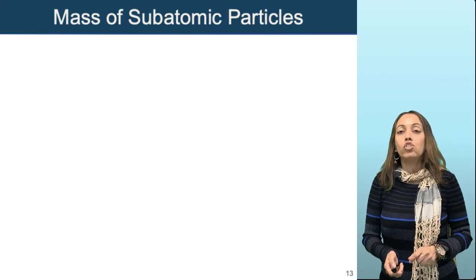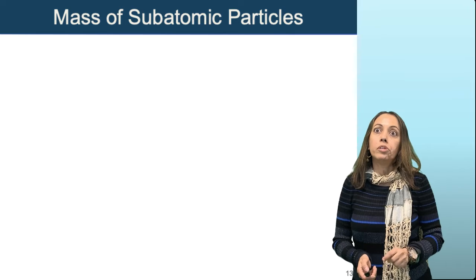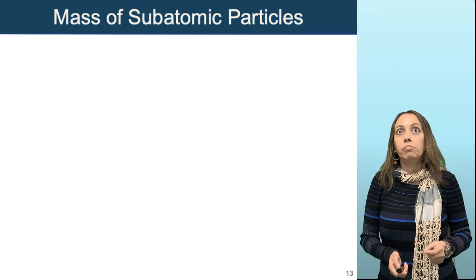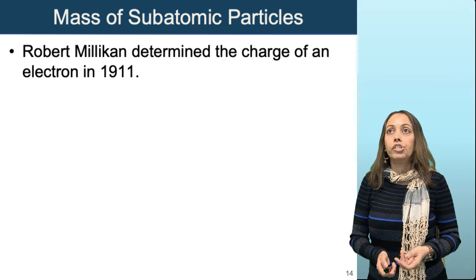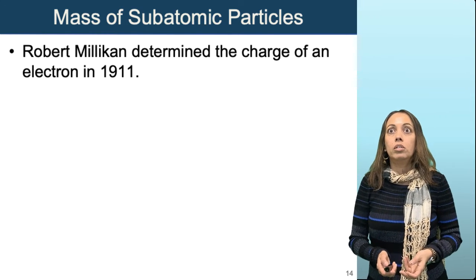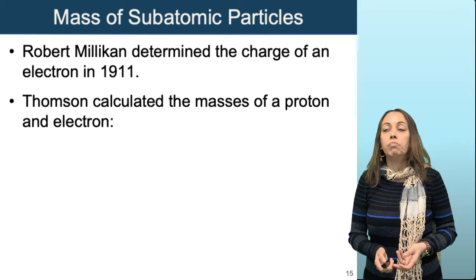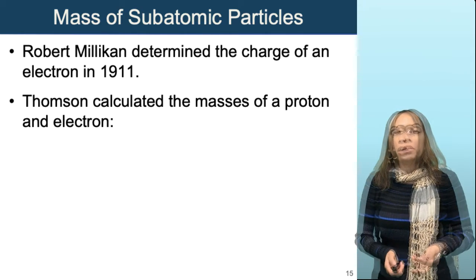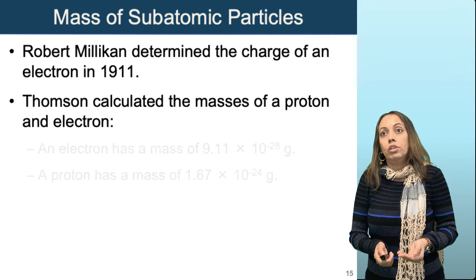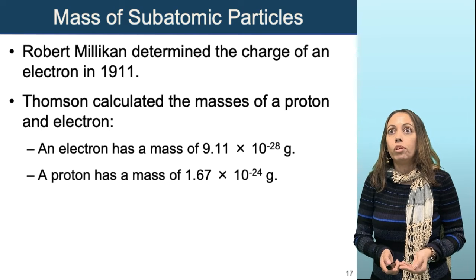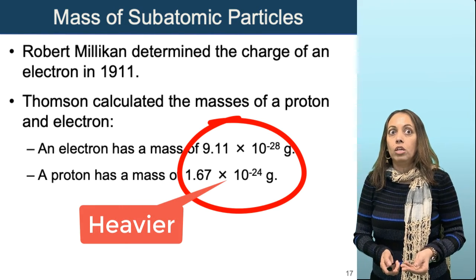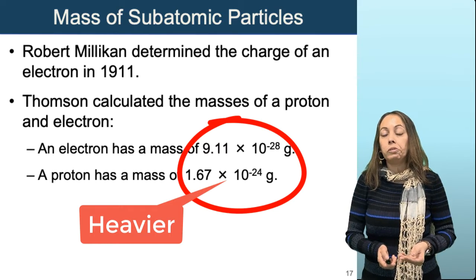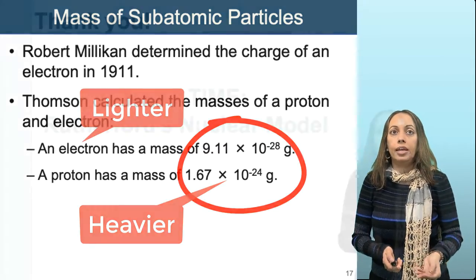So more information about the subatomic particles was discovered. For example, Millikan performed an experiment called the oil drop experiment, which determined the charge of an electron. Thomson was then able to calculate the masses of the proton and the electron. The masses of the protons and the electrons are given there on the slide. One important thing to note is the proton is much heavier than the electron. So between the two subatomic particles, the lighter particle is the electron.